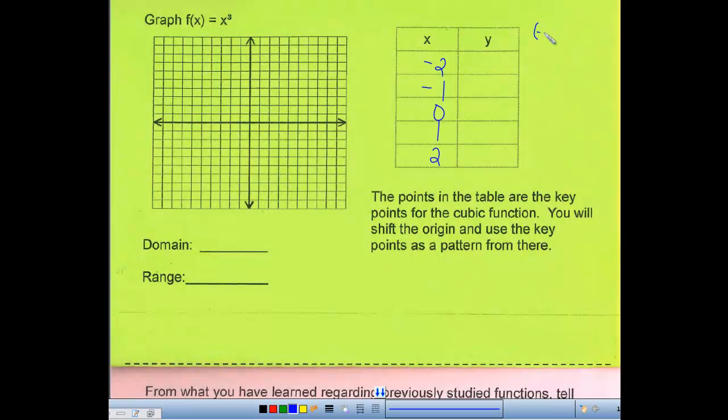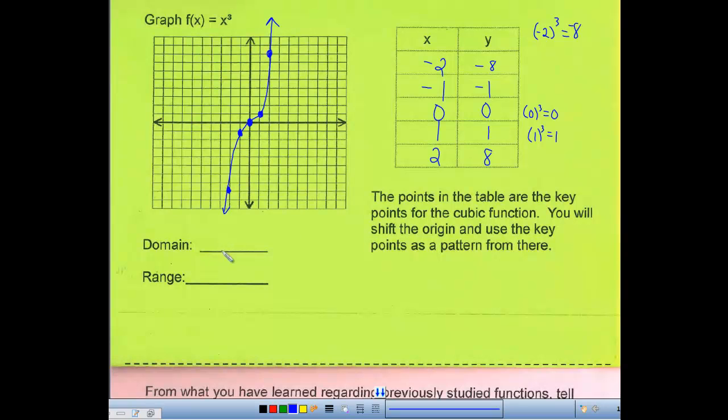So when x is -2, y is -8. When x is -1, y is -1. When x is 0, y is 0. When x is 1, y is 1. When x is 2, y is 8. Now let's graph this. So this is the graph of the parent cubic function.